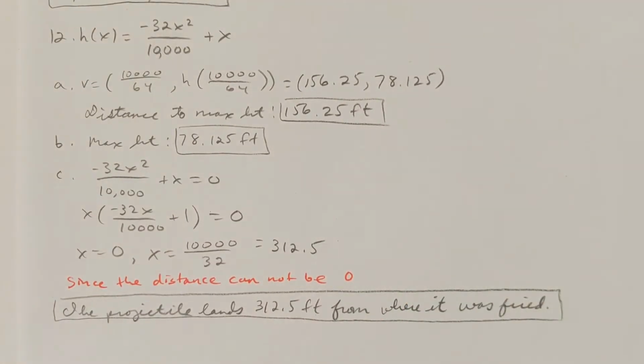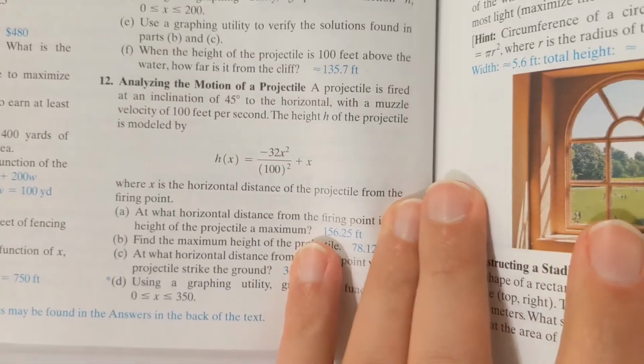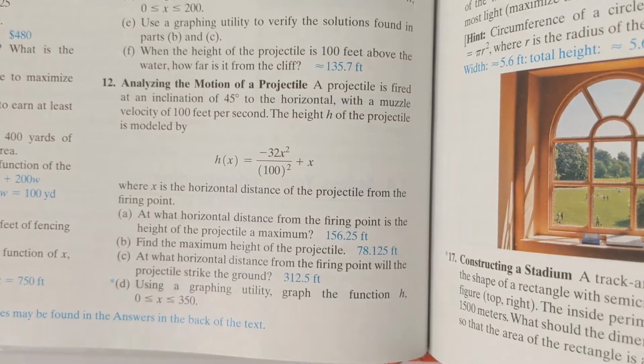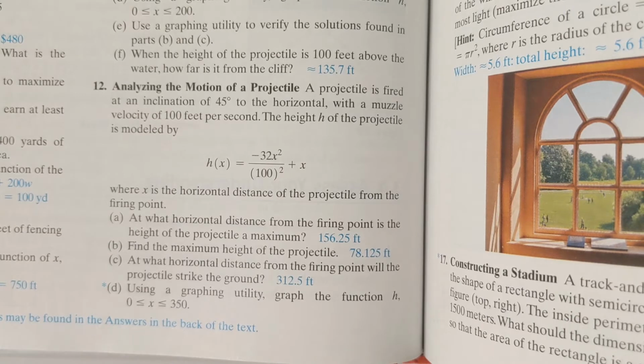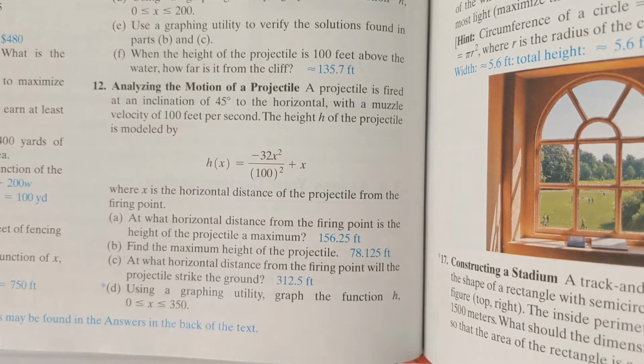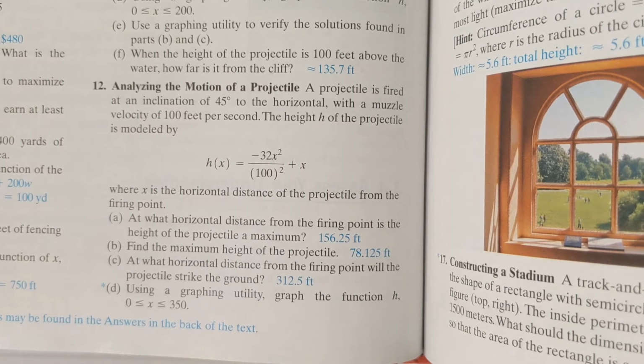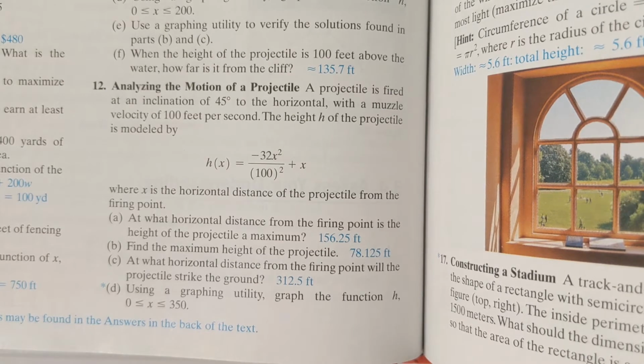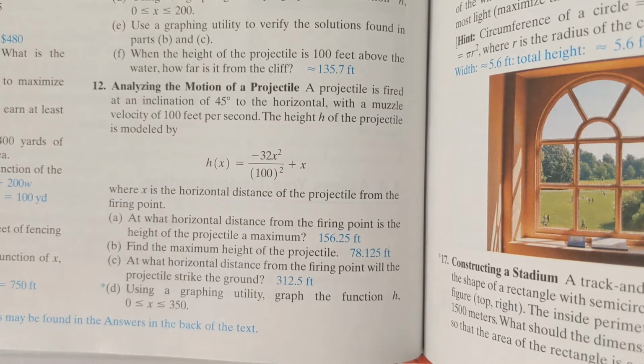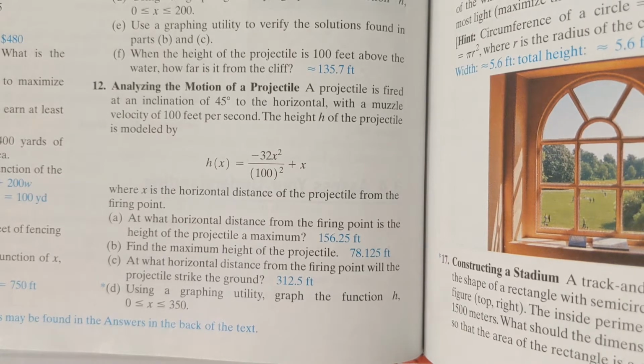Problem 12. We're analyzing the motion of a projectile. A projectile is fired at an inclination of 45 degrees to the horizontal with a muzzle velocity of 100 feet per second. The height h of the projectile is modeled by the function h of x equals negative 32x squared divided by 100 squared plus x, where x is the horizontal distance of the projectile from the firing point. Part A, at what horizontal distance from the firing point is the height of the projectile a maximum? And then part B, find the maximum height of the projectile.